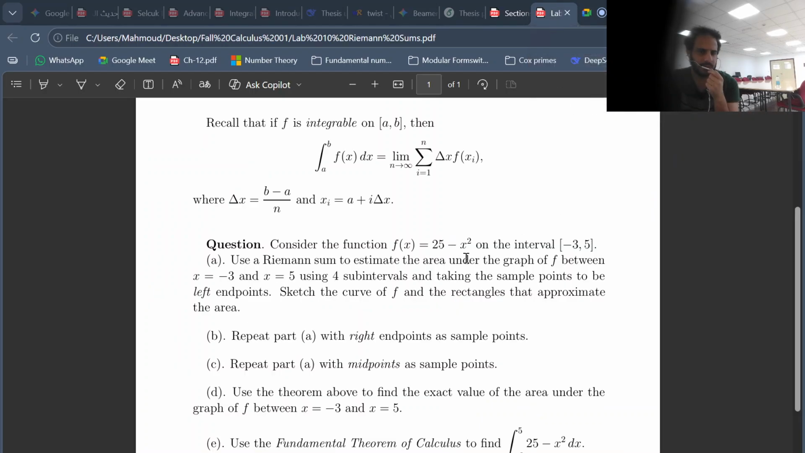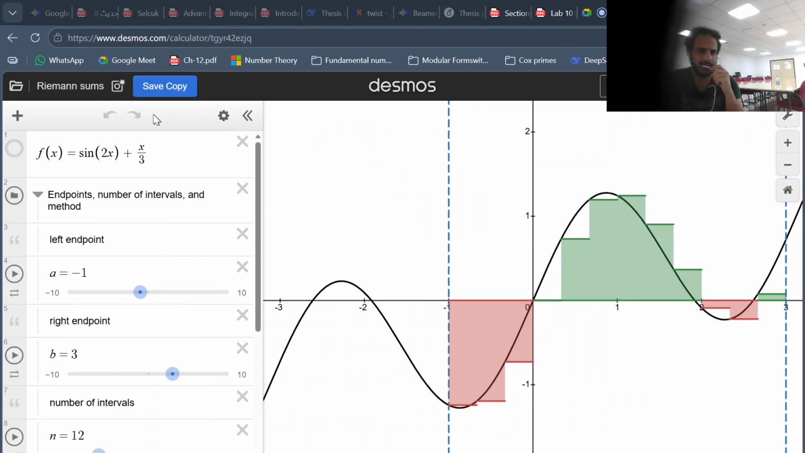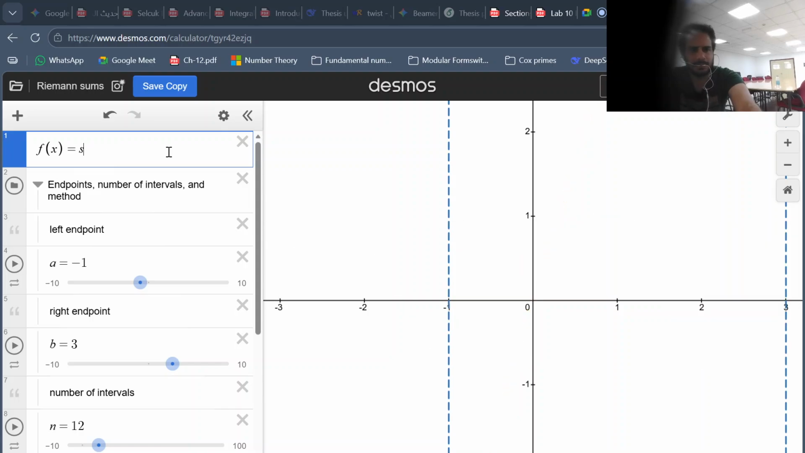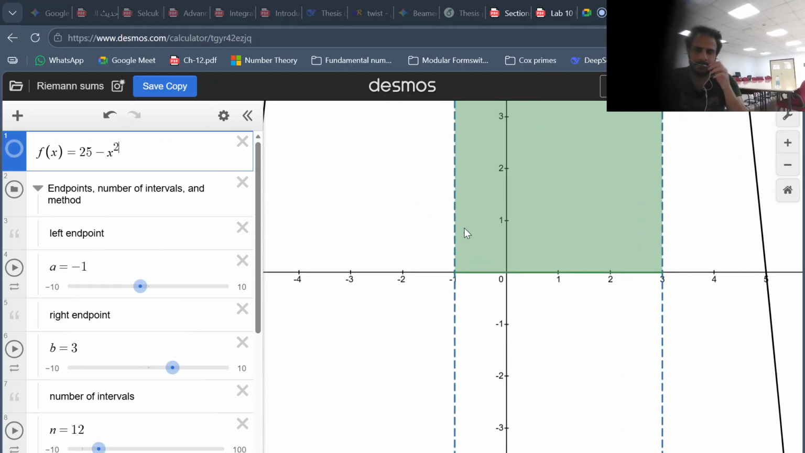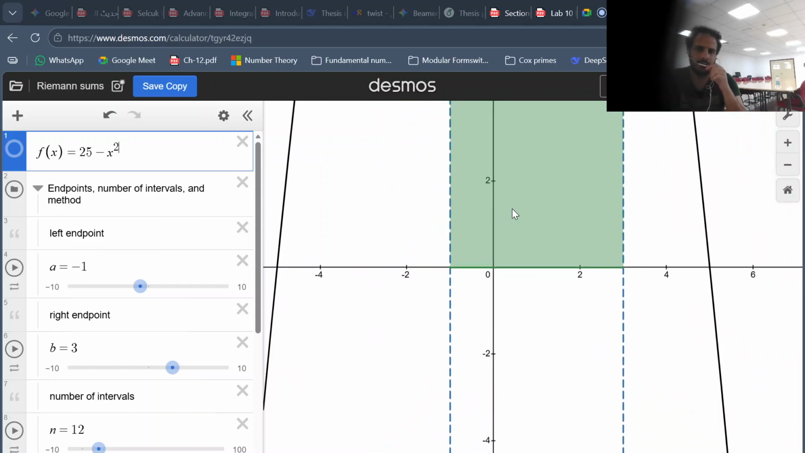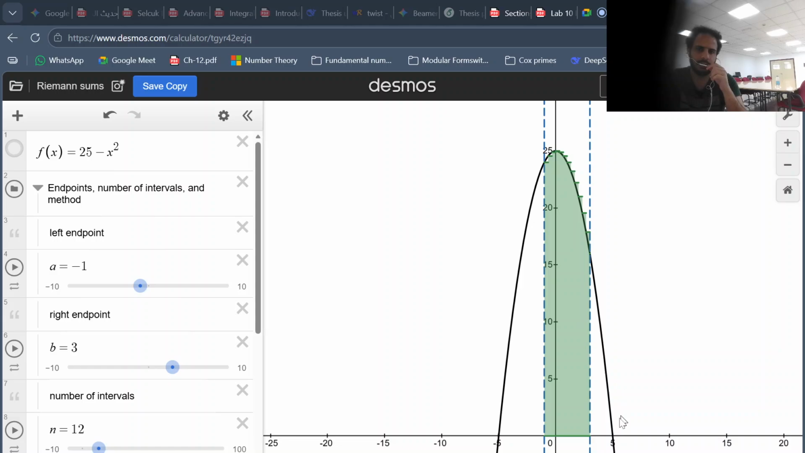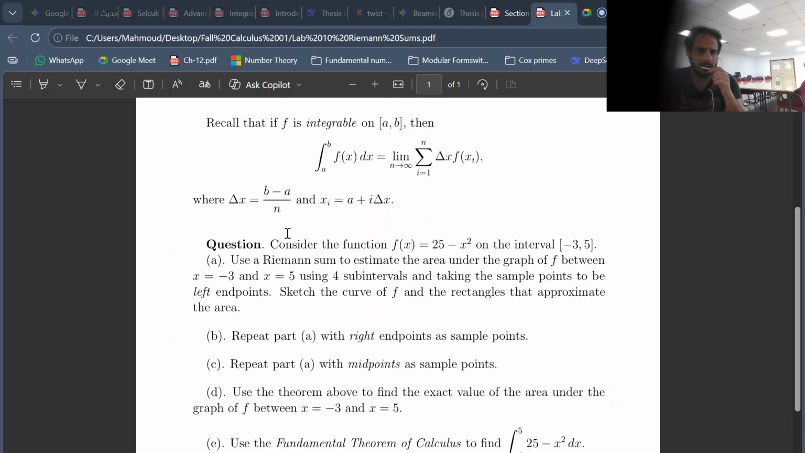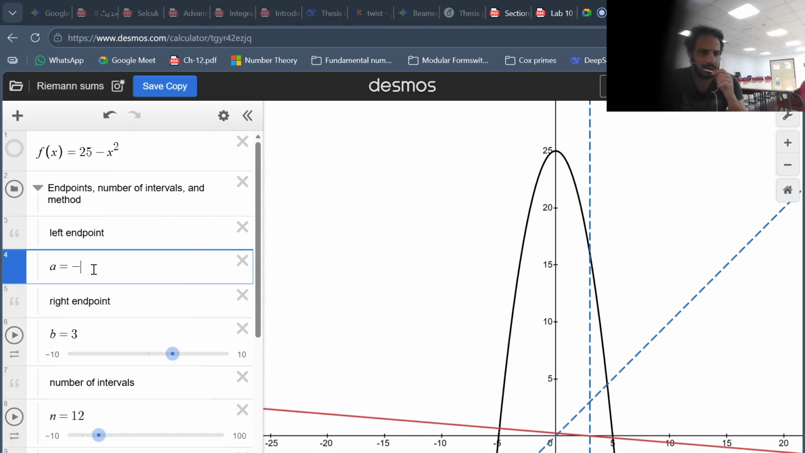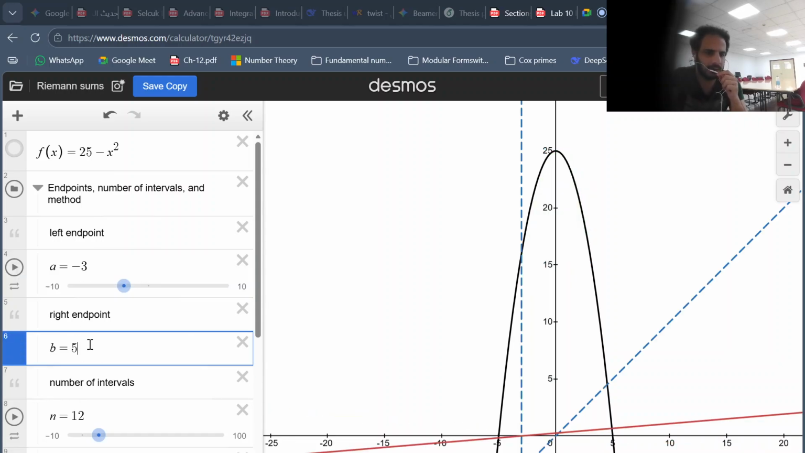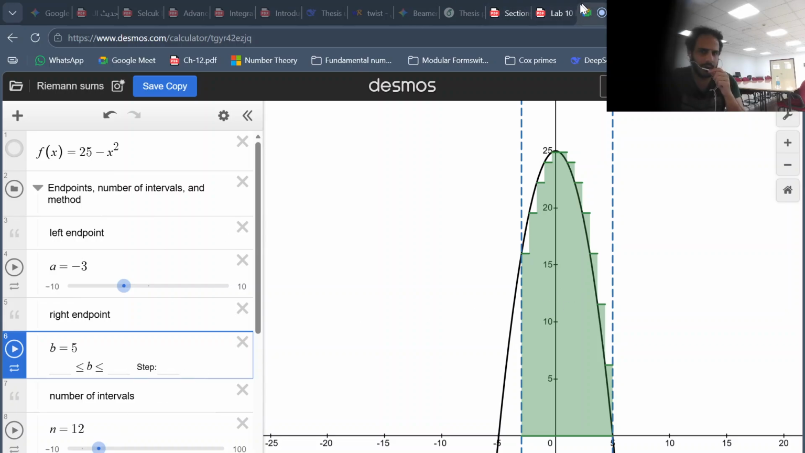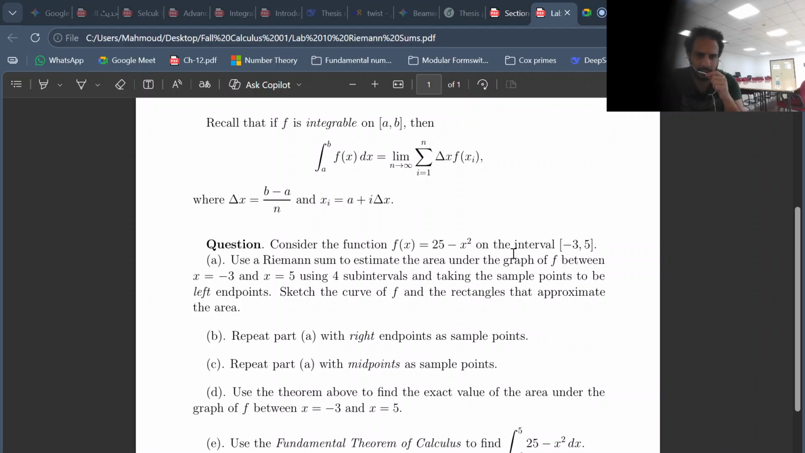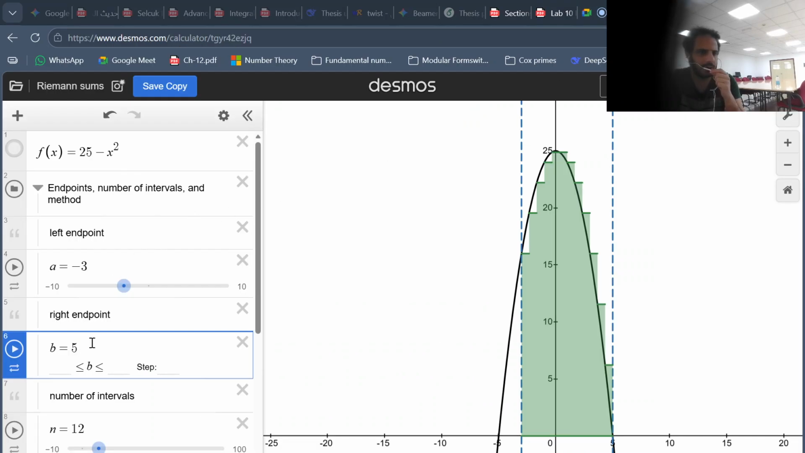It's 25 minus x squared, right? 25 minus x squared. We want to integrate between minus 3 and 5. Let's do it. So a is minus 3, b is 5. Then, how many rectangles do we want? We want to use 4 subintervals, so 4 rectangles, right? So n equals 4.